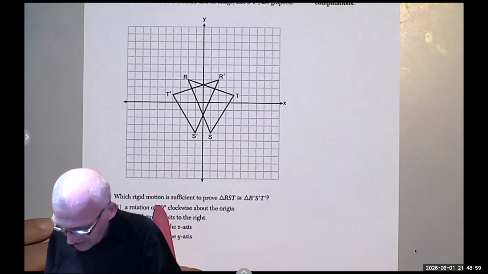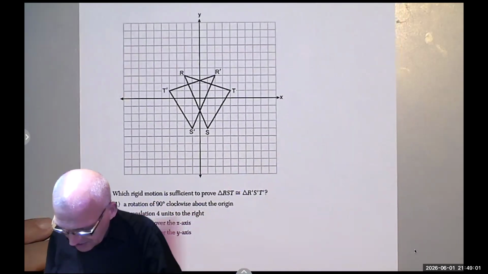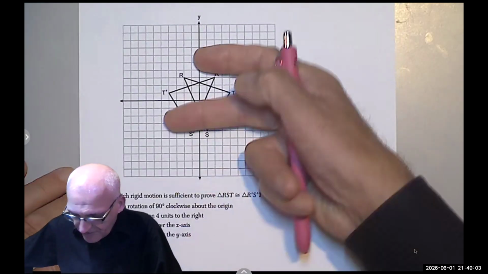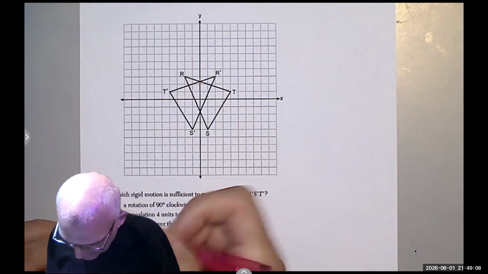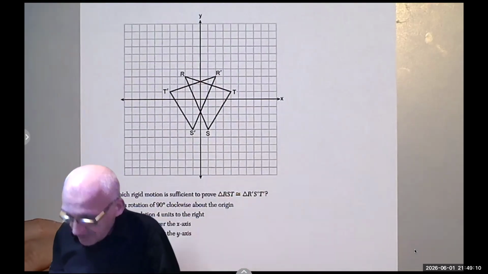So rotation, translation, reflection over the x. Reflection over the x would be like that, but reflection over the y would be like that. So it must be number 4. So that's the first one, it was an easy one. Let's move to number 2.